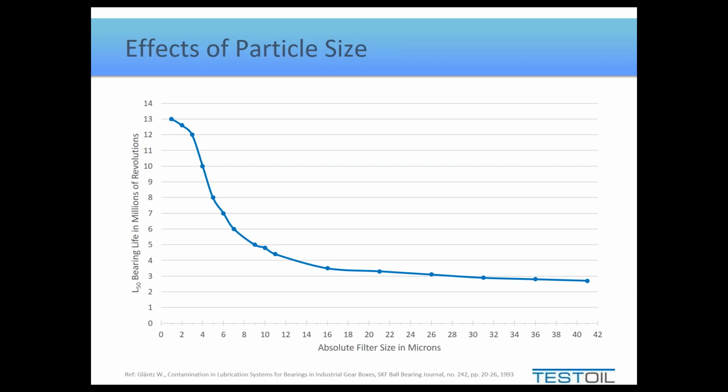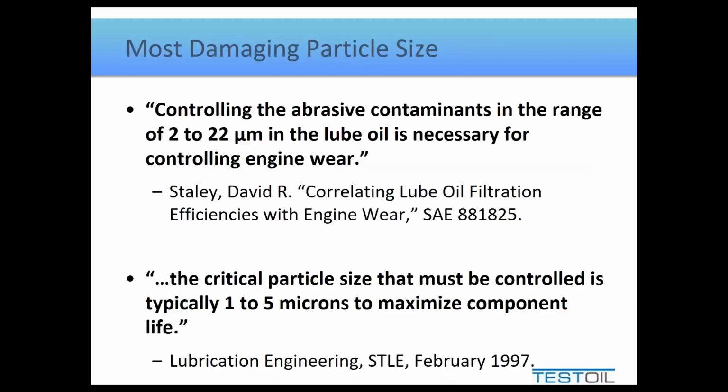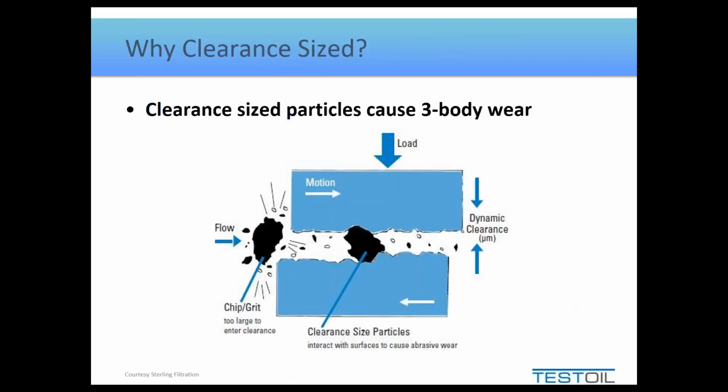So one of the things to consider about this study is looking at some other information that exists out there: what is the most damaging size particle? Well, one paper suggests that that's between 2 and 22 microns in size, and another paper published quite a few years before it says that the 1 to 5 micron range is the most damaging size particle. Well, in effect, they're both saying exactly the same thing, even though the numbers look kind of different. Their whole point is the most damaging size of particle happens to be clearance sized.